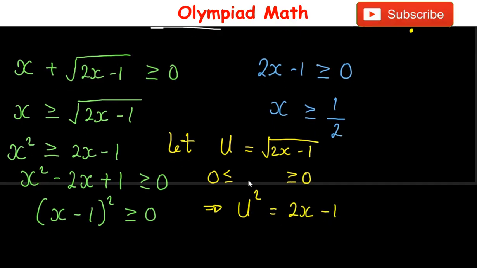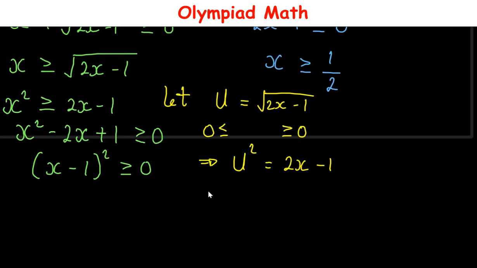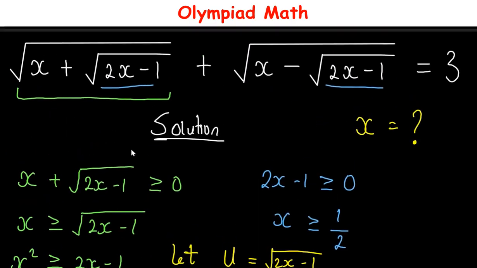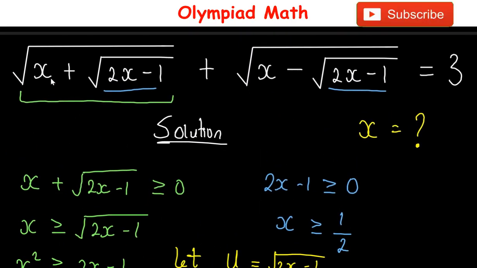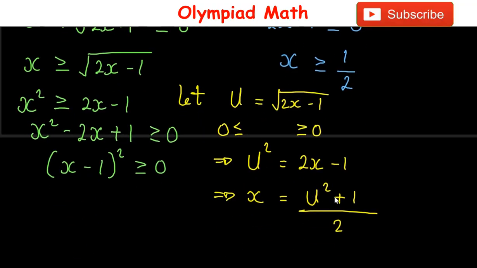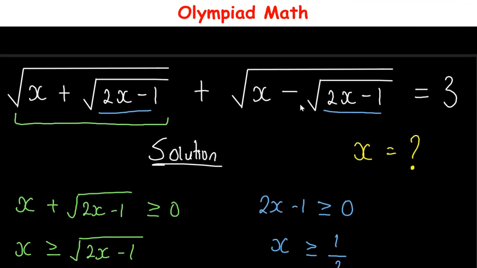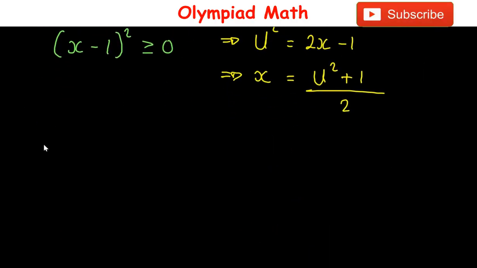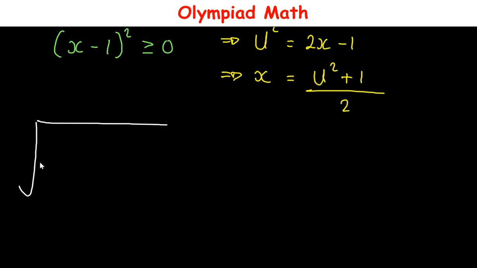So from here, if we then solve for the value of x, this implies that the value of x is equal to u squared plus 1 all over 2. So with this, we can then rewrite this equation as, instead of x, we bring in u squared plus 1 over 2.